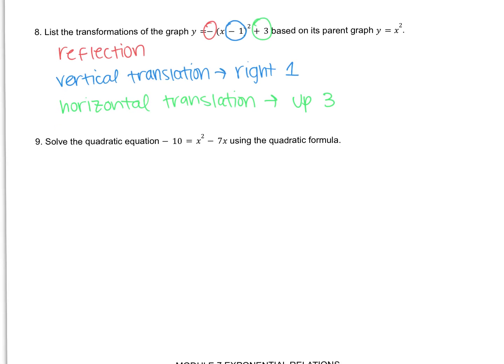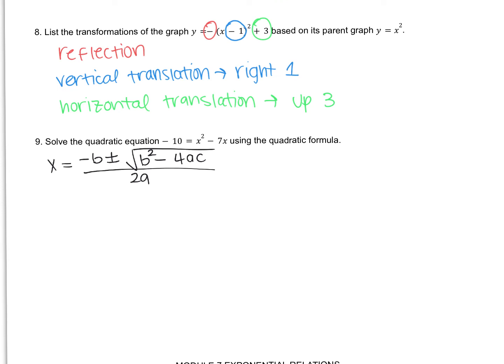Lastly, we have the quadratic formula. Just to rewrite that, x equals -b plus or minus the square root of b squared minus 4ac, all over 2a. What it allows us to do is solve for the solutions to a quadratic equation, and the solutions are those x-intercepts. In order to use the quadratic formula, your equation has to be equal to 0.